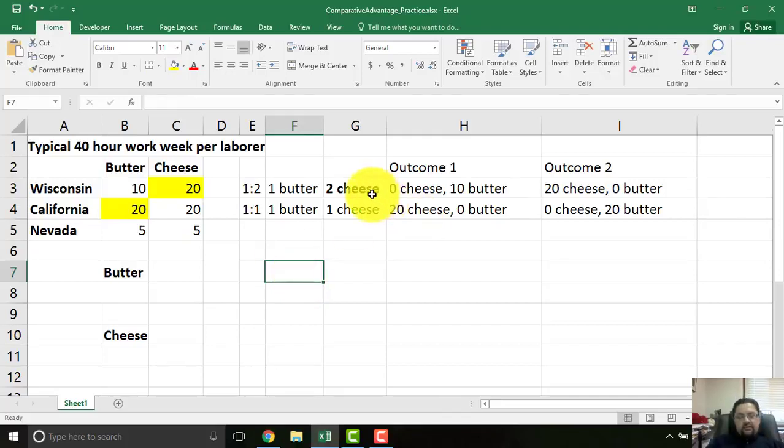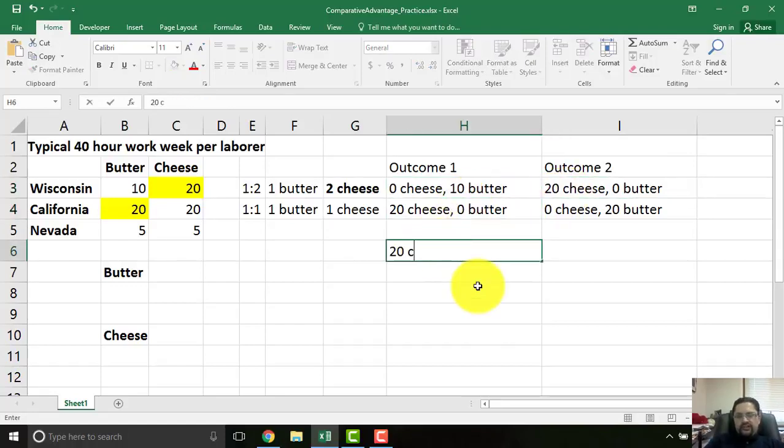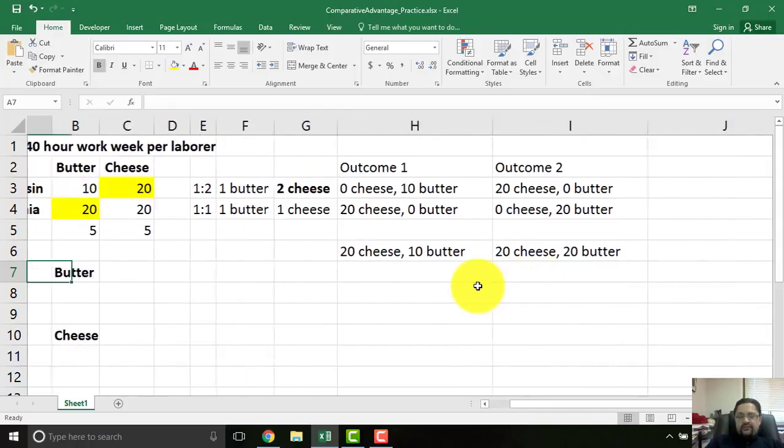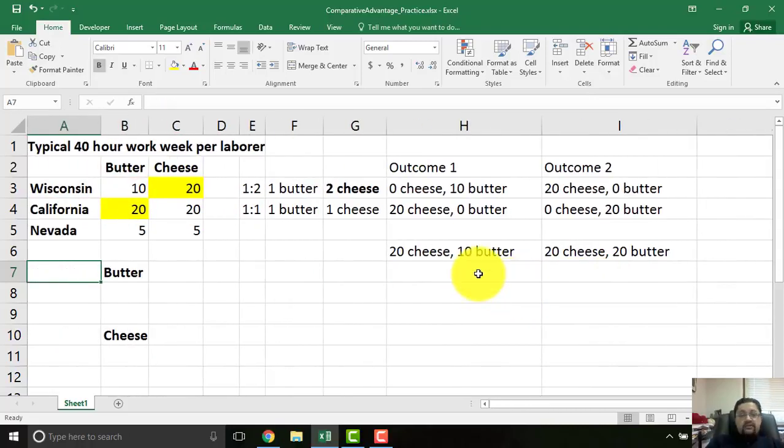By saying, using comparative advantage, we ask who has the lowest opportunity cost or the highest opportunity cost. So the world would miss out on, if you just look here, what's the total? We have 20 cheese produced and 10 butter. Here we have 20 cheese, 20 butter. The world would lose out on 10 units of cheese, or sorry, 10 units of butter if we chose the wrong partner under this model. Okay?